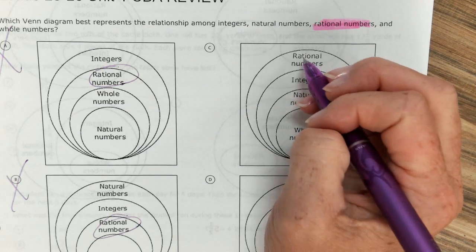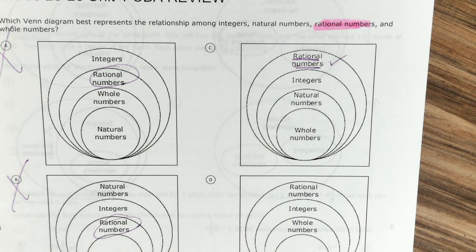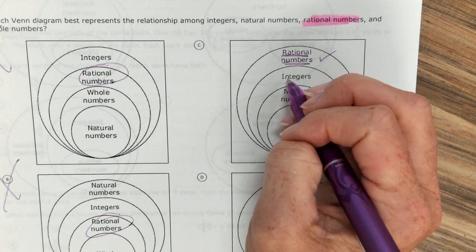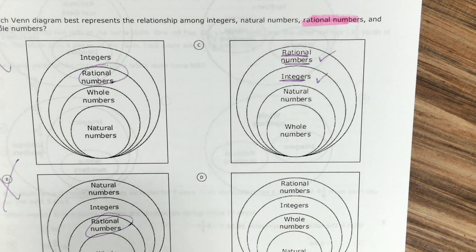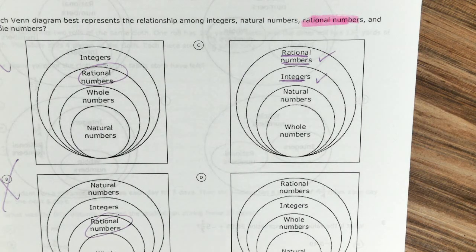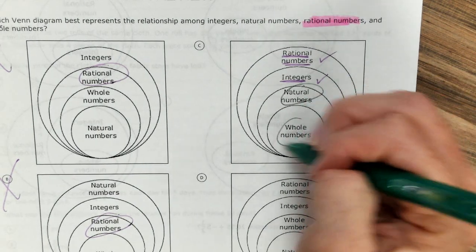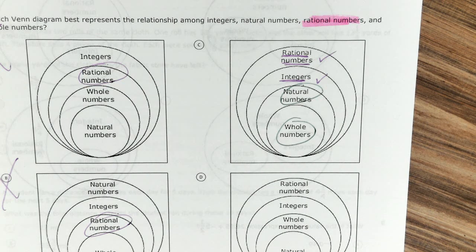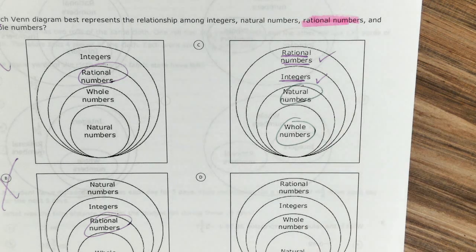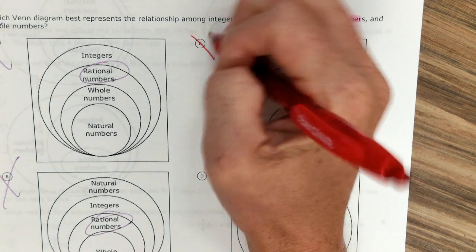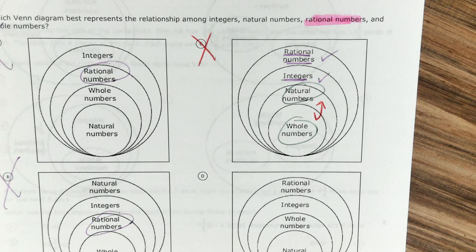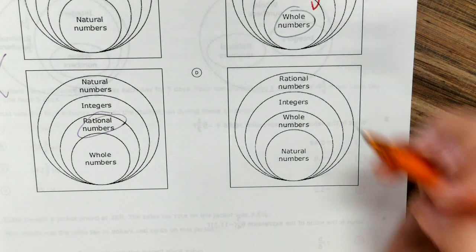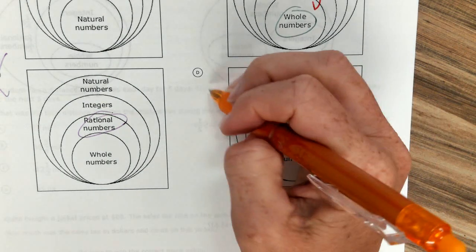C, does C have rational numbers listed first? Yes. So that's good. Then it has integers. That's also good. But tell me about this next part. These two. Which one is a subcategory of the other, whole or natural? Natural is the smallest subcategory. So these two should have switched spots. So it's not C. And then the last one has them correct. It has rational numbers first, then integers, then whole, then natural.